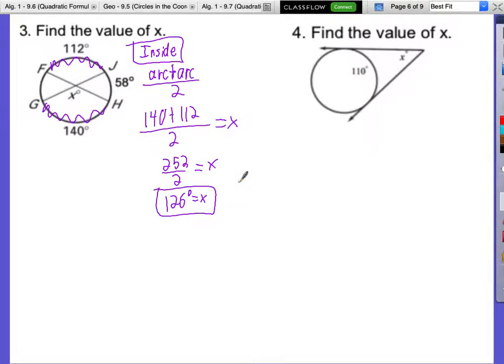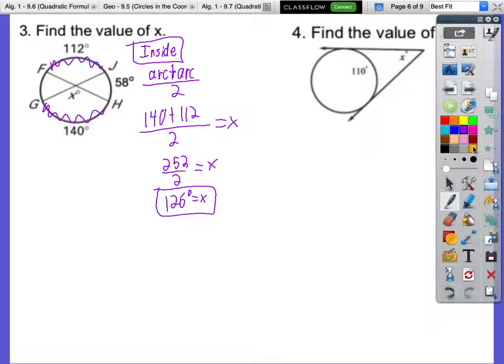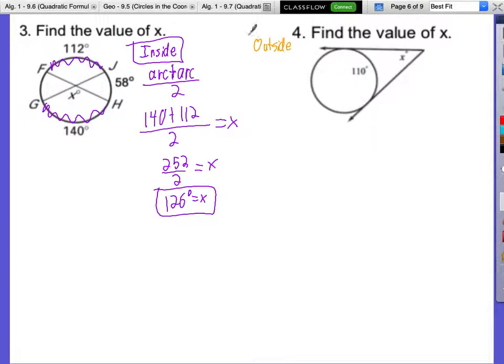Oh, this is outside. So this is bark over lark. Wait, what was that, Nathan? Bark minus lark divided by 2. Oh, yeah, minus. So the vertex is outside the circle. On number 4, first of all, questions on number 3 before we continue.